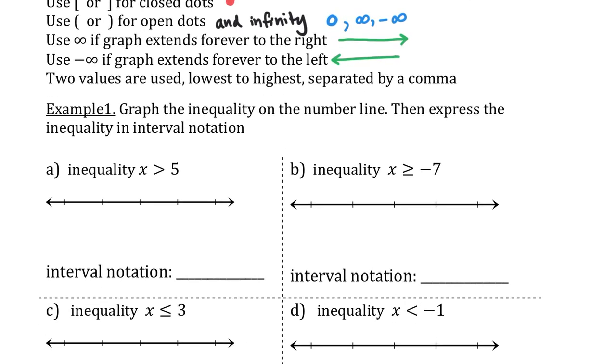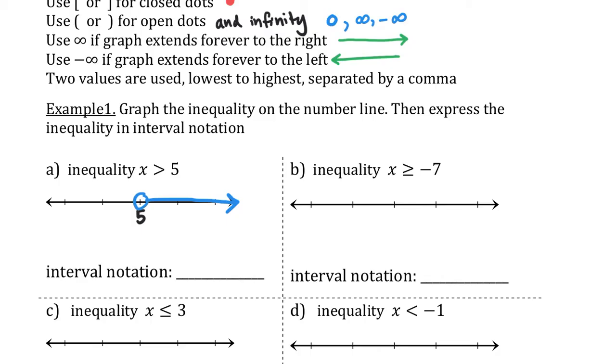For A, the inequality is x is greater than 5. I'm going to graph it on the number line like we did previously. This is just going to help us guide our interval notation. The critical number is 5 because it's a greater than sign with no equals. It's an open circle, and the numbers greater than 5 are to the right.